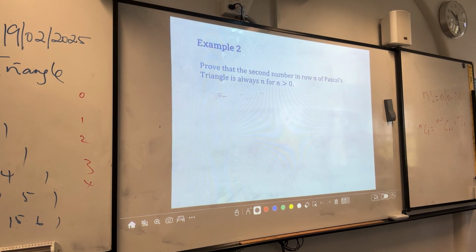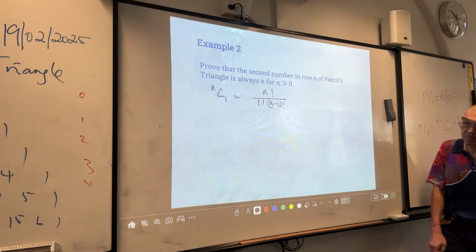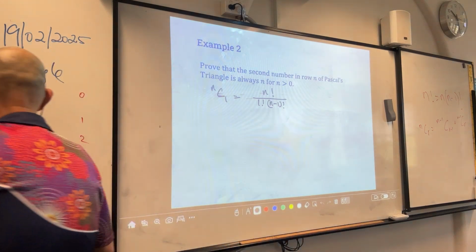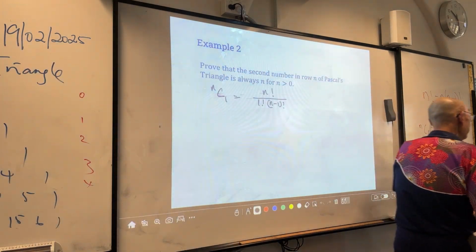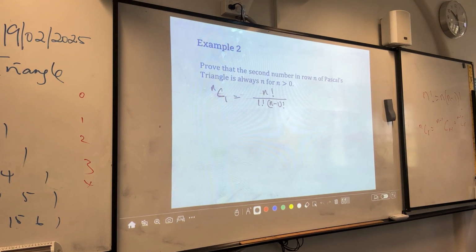So how do you do it? Again, write that out. And see, this time the second number is 1. Alright? So the first number is always considered 0. 0, 1, 2, 3, 4. So the second number is the same as n. Write that out.